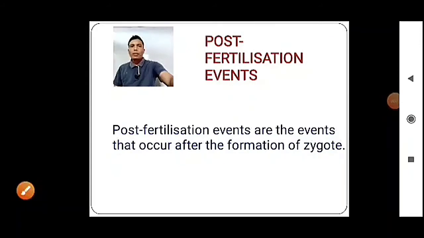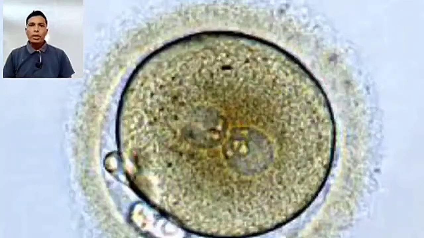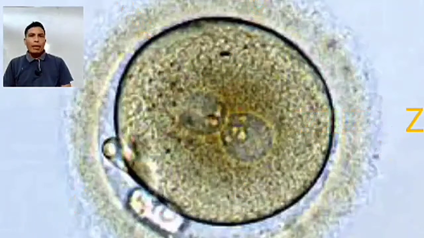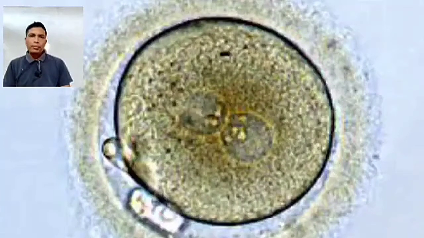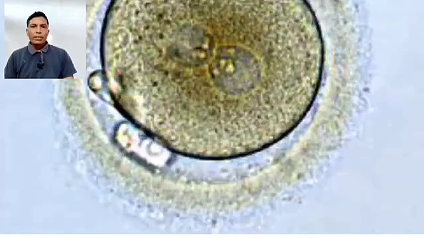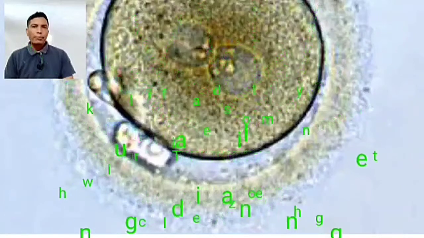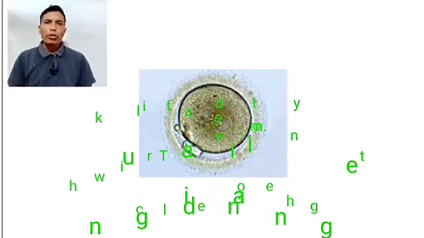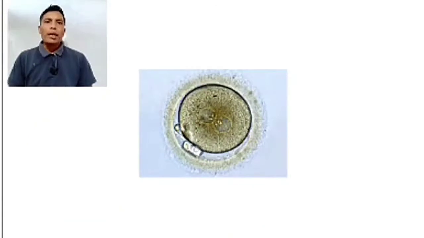Post-fertilization events. All sexually reproducing organisms start from a single cell called zygote. Development of zygote depends on the type of life cycle of the organism. Secondly, it depends on the environment to which it is exposed, right? In fungi and algae, the zygote before germination undergoes a resting period. A thick wall is developed around it, which prevents it from desiccation and damage. In organisms with haplontic life cycle, zygote divides by meiosis to form haploid spores, which grow into haploid individuals.